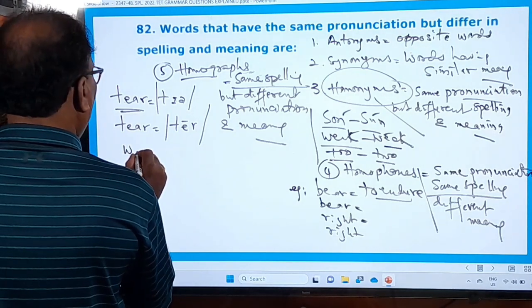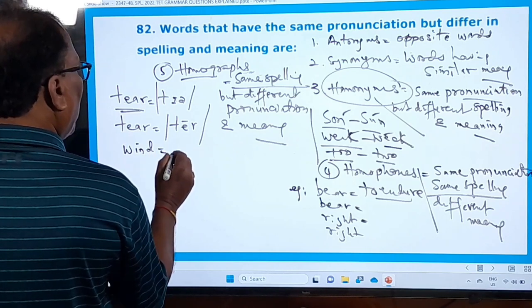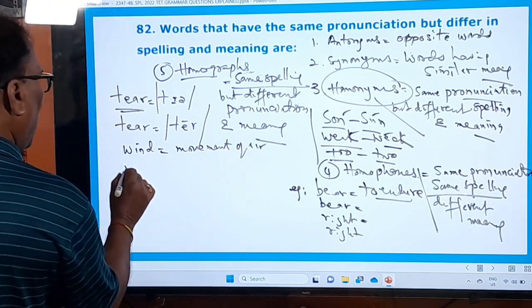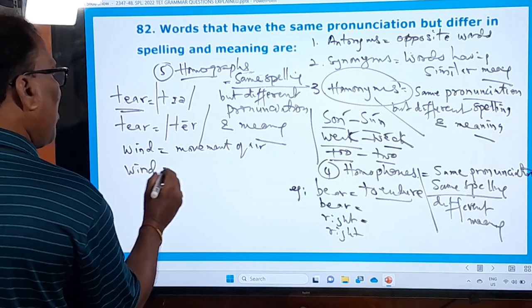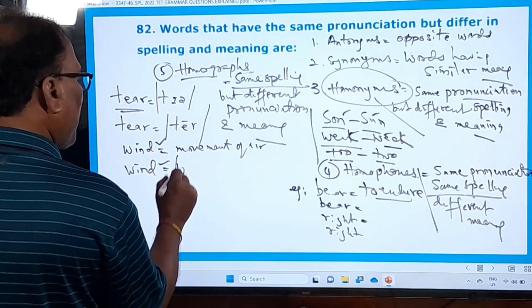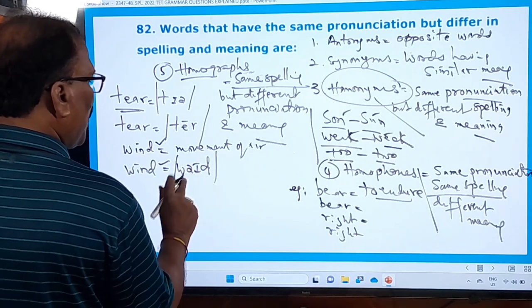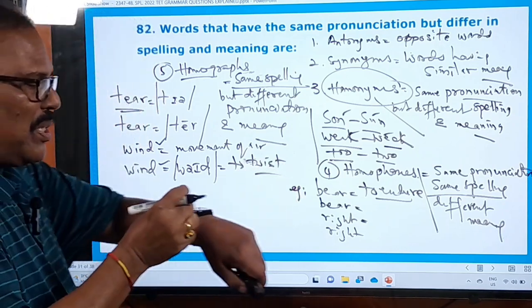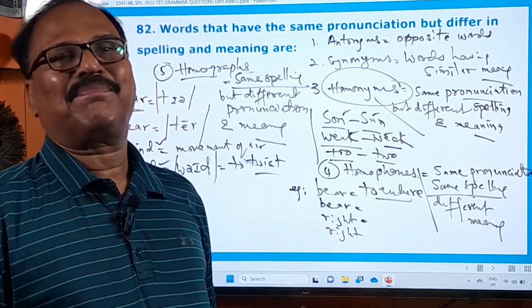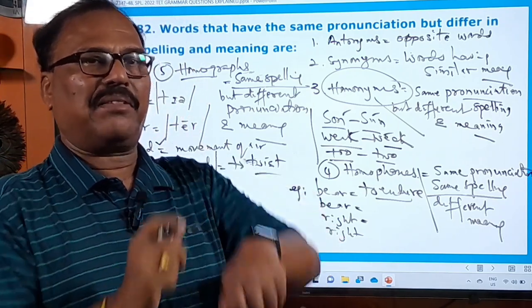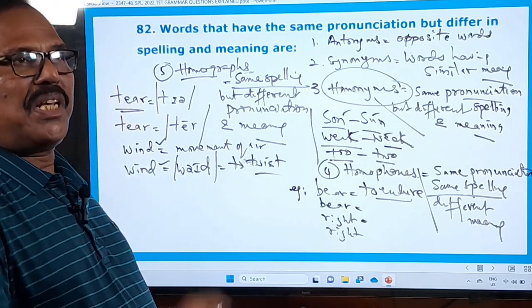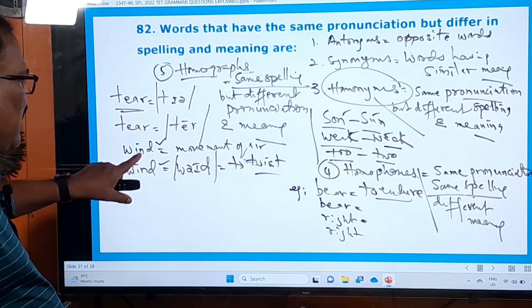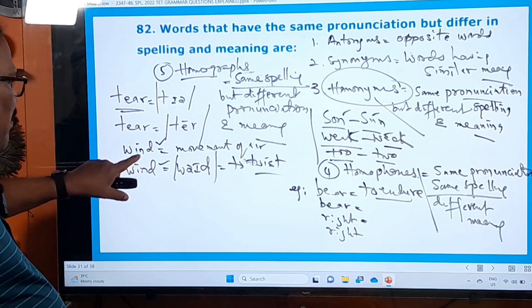Similarly, wind is there. Wind means movement of air. And here, same spelling, but wind you have to say differently. Wind means to twist. He is winding the key. What are you doing? I am winding my watch. Winding the key. Wind, wind, same spelling, but a different pronunciation, different meaning.